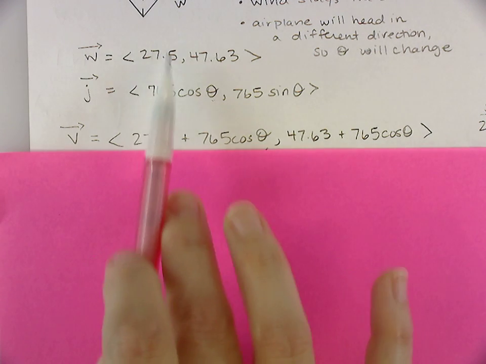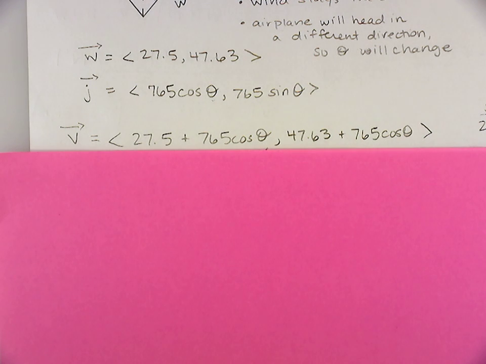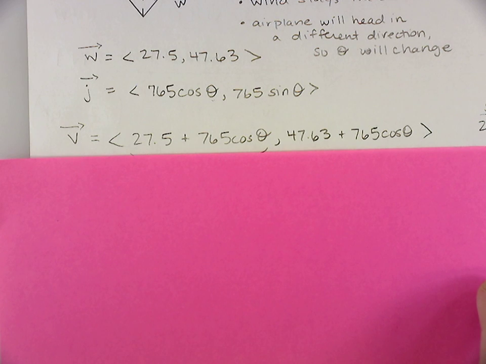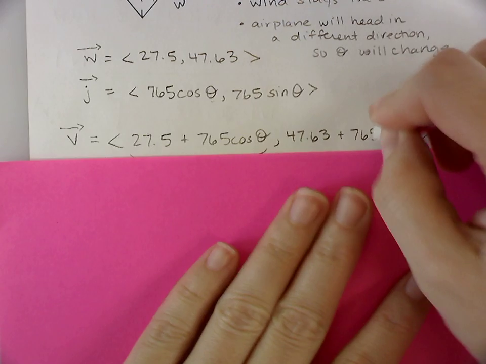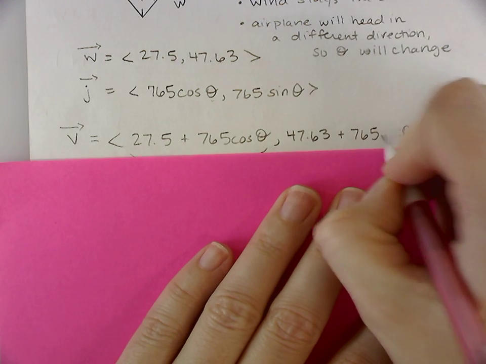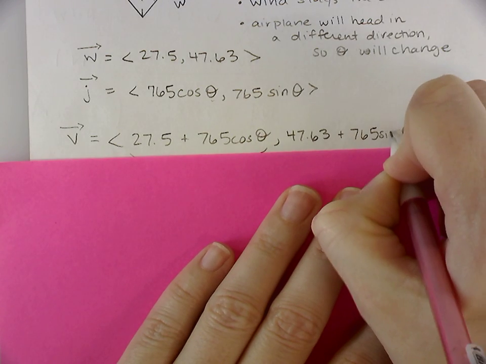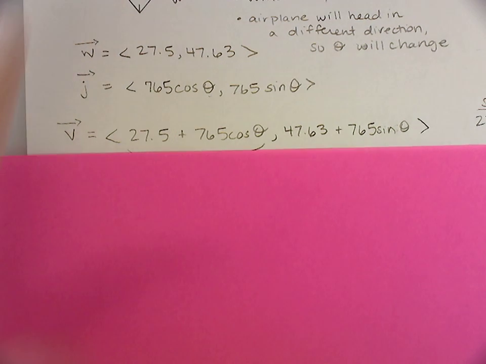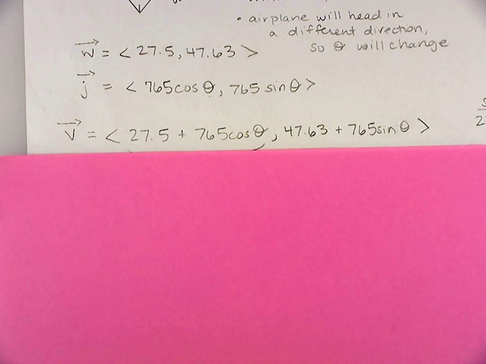So if I add the 27.5 to the 765 cosine of theta, I'm going to have this expression. Isn't it sine of theta for the second one? Oh, yeah, thank you. For the second one, you are going to have 765 sine of theta.